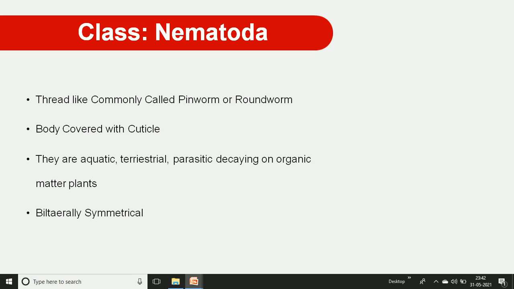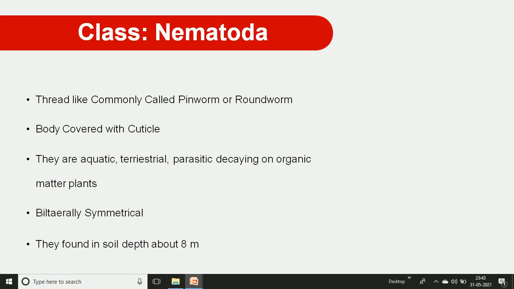Again, this is one of the important features related to the characters of Nematoda. All nematode worms show bilateral symmetry. What is bilateral symmetry? That means any pinworm or roundworm can be divided into two equal halves of the body, and this is the representation of a bilaterally symmetrical body.